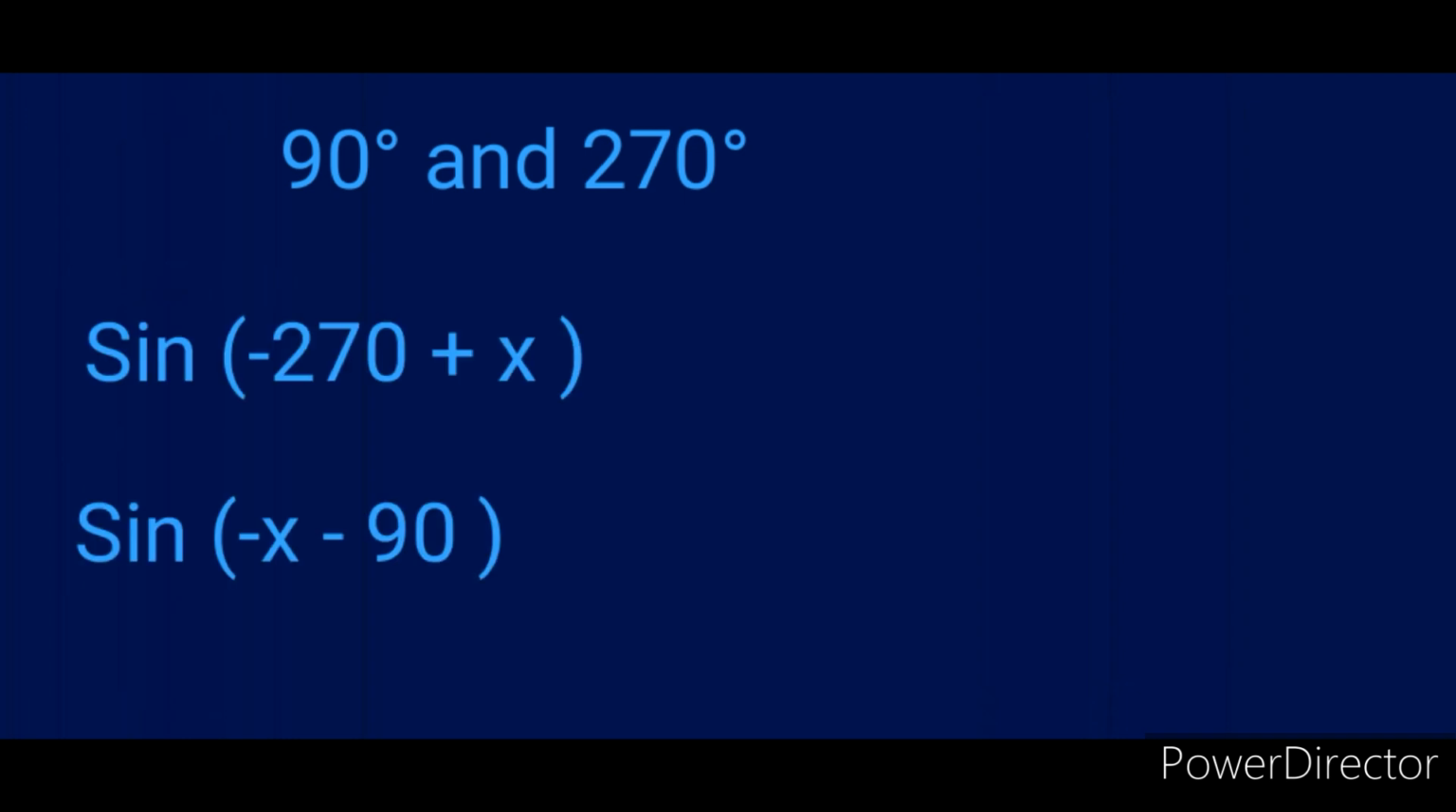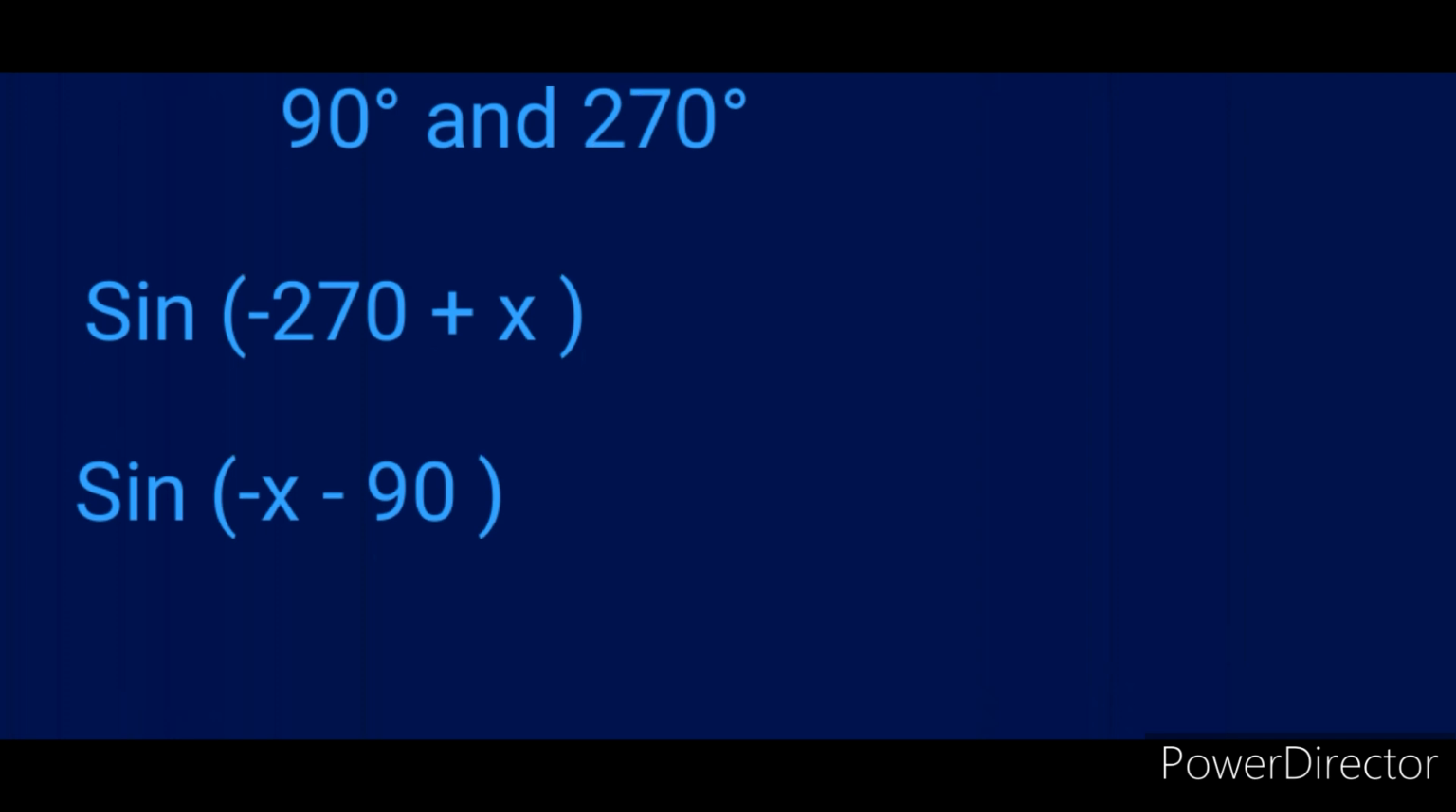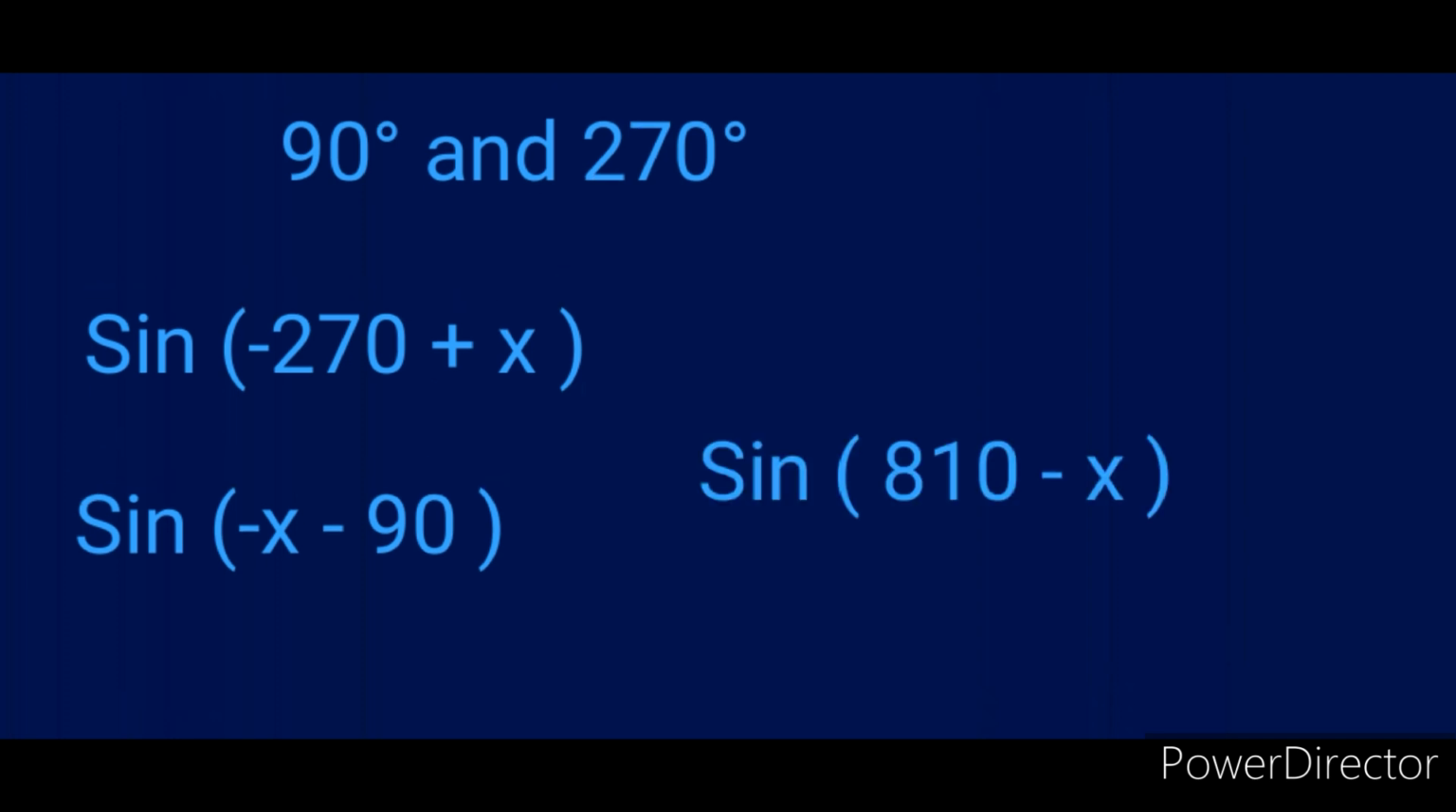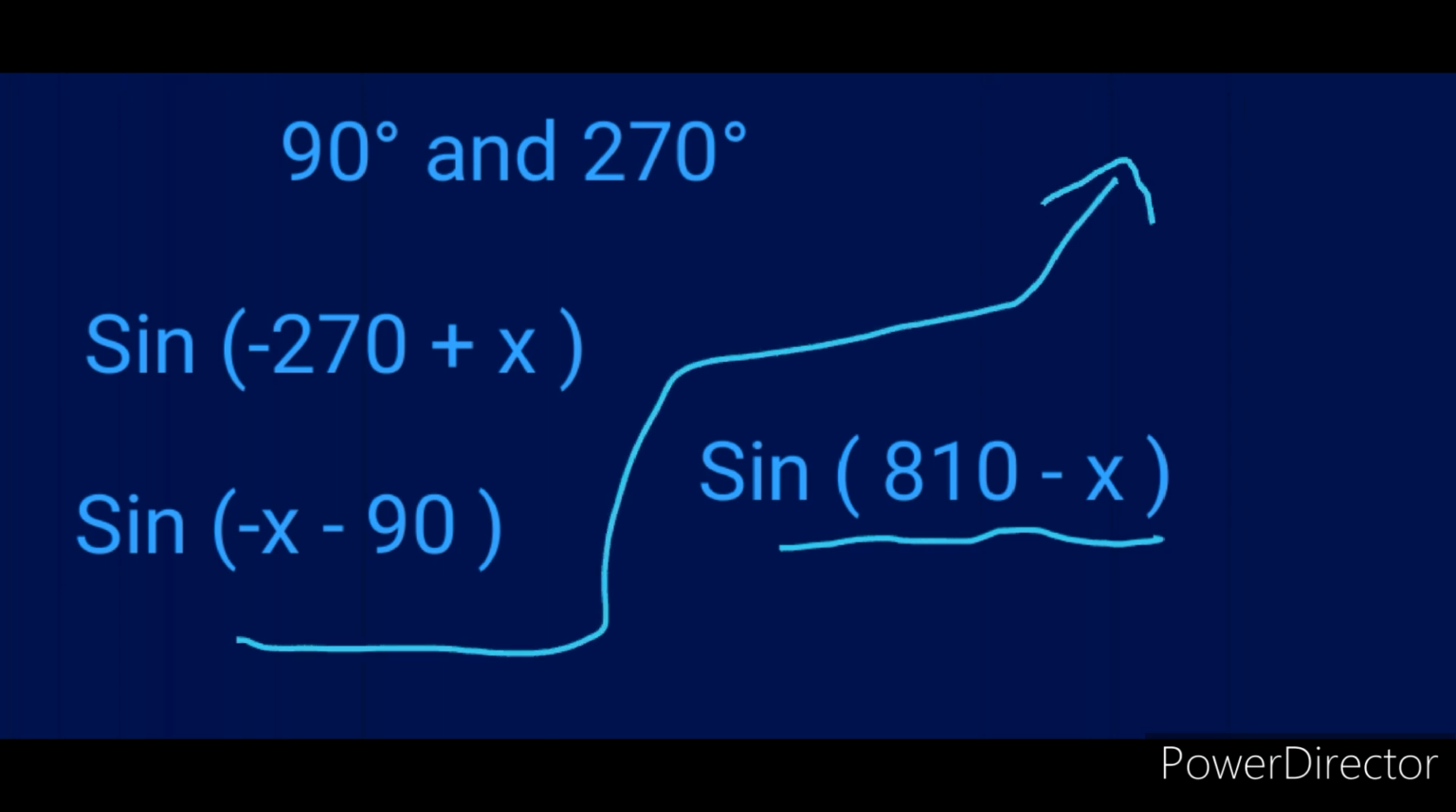Good day. Today I'm going to show you the actual way to deal with 90s and 270s in trigonometry. We are going to deal with situations like sine of minus 270 plus x or sine of minus x minus 90. These are examples of things that we're going to deal with. If you want to learn how to solve angles bigger than 360, for instance, sine 810 minus x, the video is at the end of this video. It is also found right here on the top right of the screen as the suggested video.